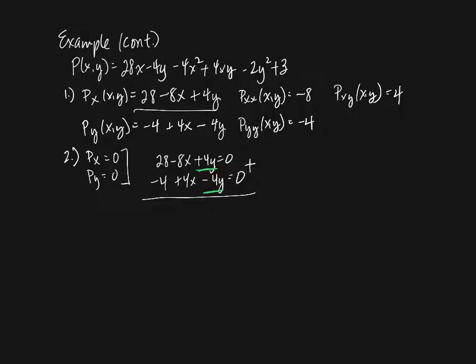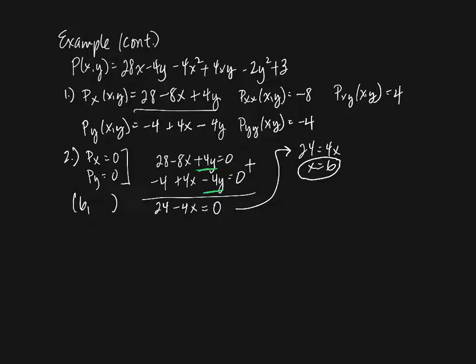So let's see, add the constant terms together. 28 and negative 4 is 24. Negative 8x plus 4x is minus 4x. 4y minus 4y is 0, and then equals 0 plus 0 is 0. So we end up with that equation, which we can then solve for x. So 24 equals 4x. So x would have to be 6, right? Okay, so that's half of the solution. And then we just need to find a y value.